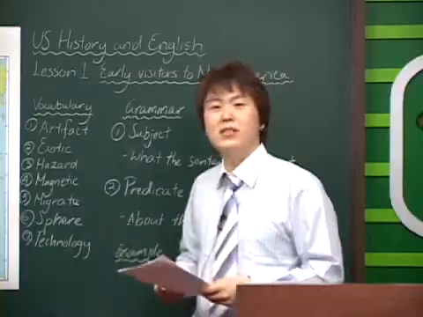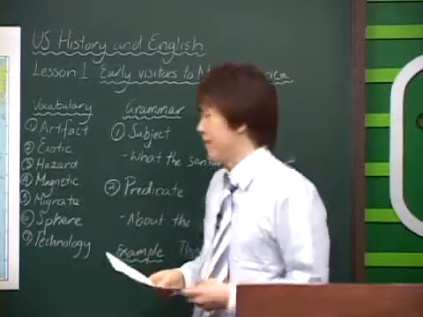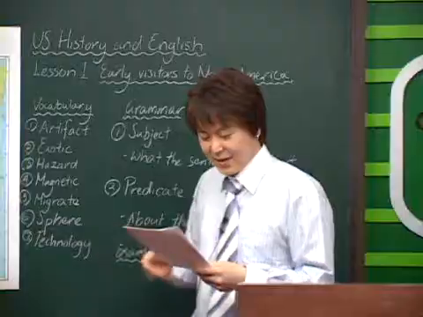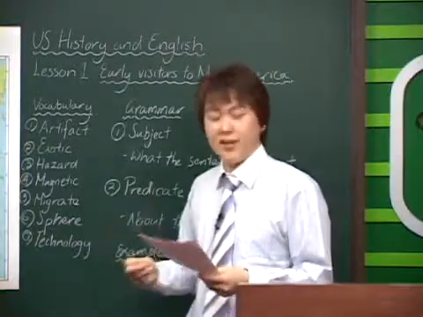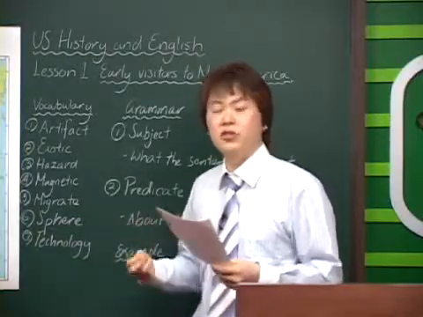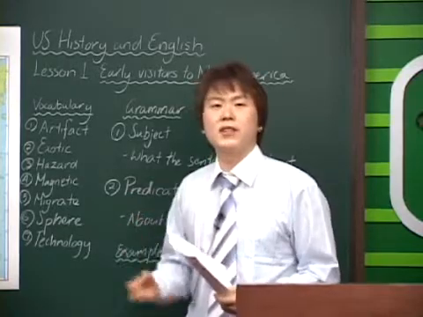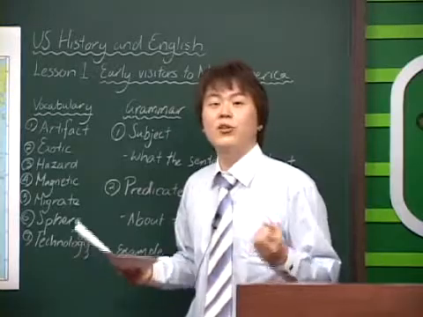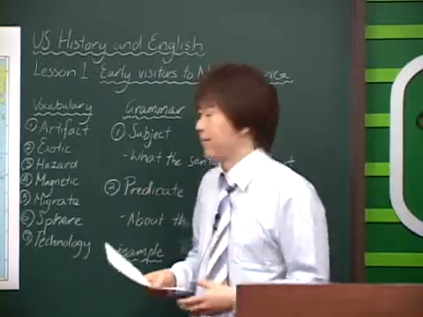Number 3, we have hazard. Hazard simply means danger or risk. Number 4, we have magnetic. Magnetic simply means the ability to attract, and we're talking about attraction of iron. You guys know what iron is, right?